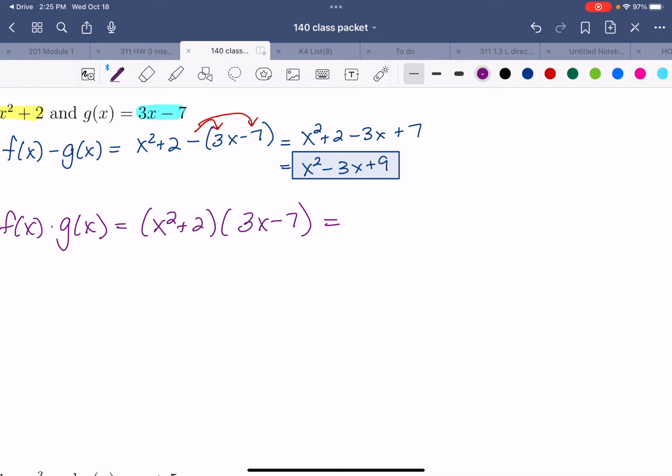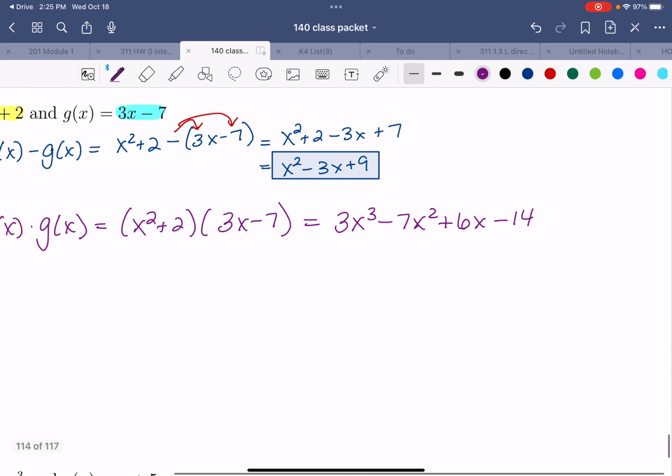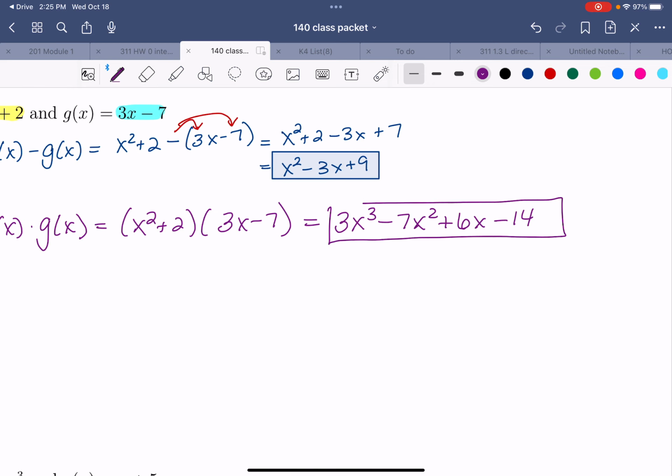The first two terms there is 3x cubed. The outside is negative 7x squared. The inside is plus 6x. And the last is negative 14. So there's nothing to combine there, actually. They're all distinct terms, so we're going to go ahead and just finish it up and call it a day. Okay.